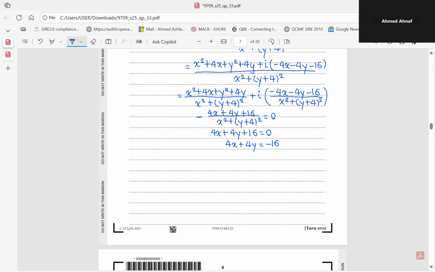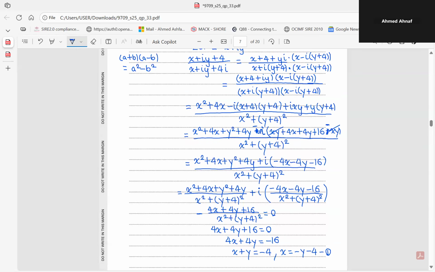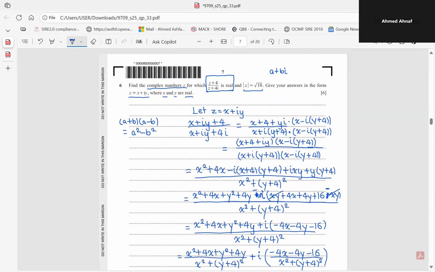Now divide by 4, you'll get x plus y equals to minus 4. And hence, x would just be equals to minus y minus 4. So this is our first equation. Now let's make the second equation.